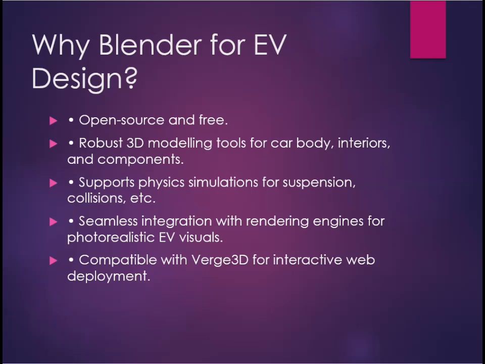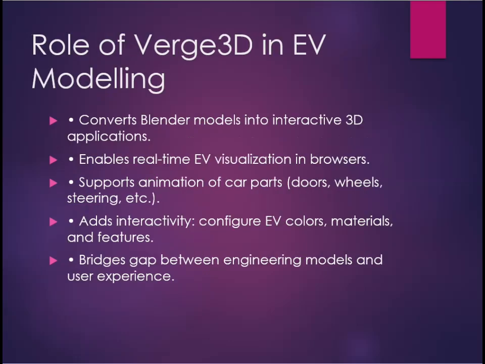Next slide, we will see the role of Verge 3D in our Blender model for electric vehicle modeling. Verge 3D takes our Blender model and makes it more interactive on the web. This means that you can open a car model in a browser and explore it in real time. With Verge 3D, we can animate car parts like doors, wheels, and steering. It also allows users to change colors, materials, and other features. This creates a bridge between the technical design and the customer's experience. That is wonderful, isn't it?